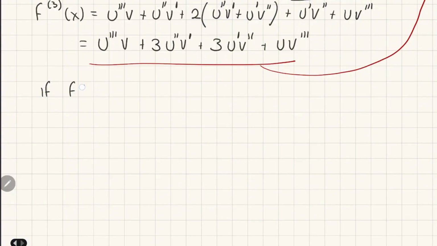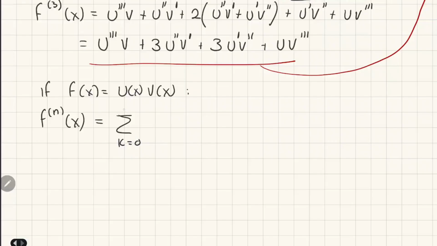If f(x) is equal to u(x) b(x), then the nth order derivative of f(x) is going to be the sum from k equals 0 up to n of n choose k, the (n minus k)th derivative of u times the kth derivative of b, right? Just by switching the exponents for the order of the derivatives.